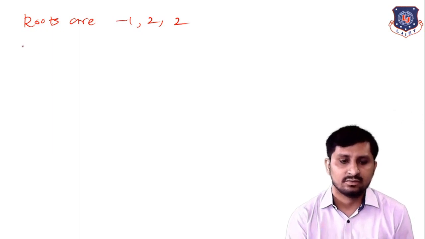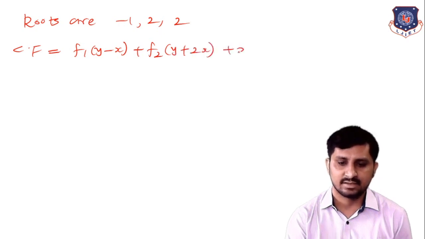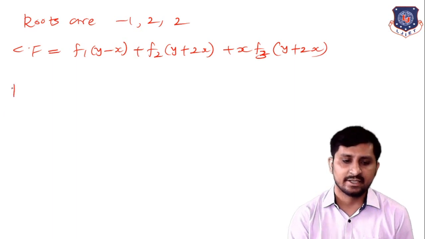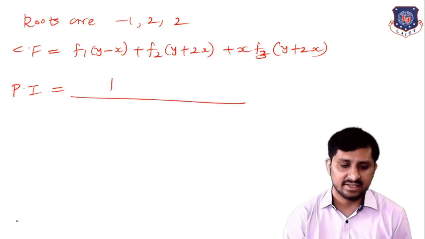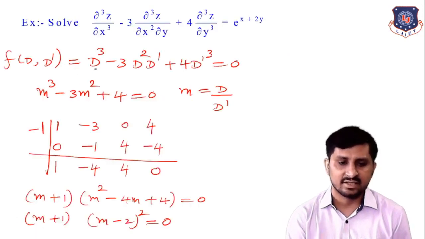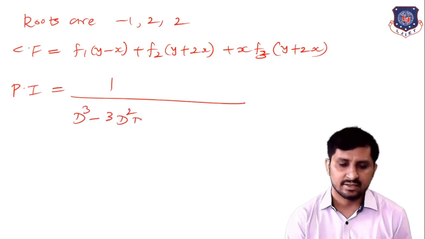And now we can write the complementary function: f1 of y minus x, f2 of y plus 2x, and plus x into f3 of y plus 2x, because 2 is a repeated root. Now find the particular integral. That we know is 1 upon f of D, D dash. What is your f of D, D dash? F of D, D dash is nothing but D cube minus 3 D square D dash plus 4 D dash cube.